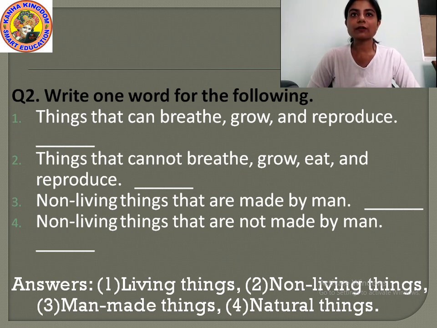Okay. I will repeat once again. Write one word for the following. Things that can breathe, grow and reproduce. The answer is living things. Number 2, things that cannot breathe, grow, eat and reproduce. The answer is non-living things. Number 3, non-living things that are made by men. It is man-made things. Then number 4, non-living things that are not made by men. It is natural things.